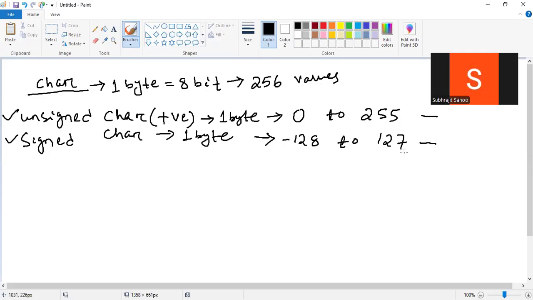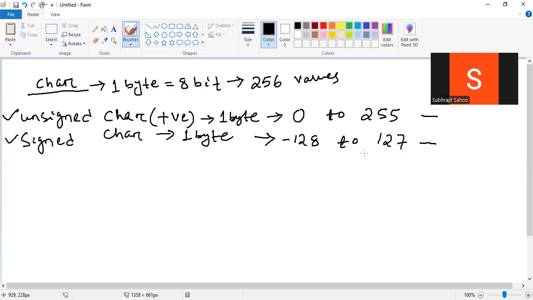Right? Only one byte character store. Whether it is unsigned character or signed character doesn't matter, but one byte will be consumed in memory. If it is unsigned, only positive. Positive means 256 values, 0 to 255. If it is signed, negative as well as positive, so divide 256 by 2. So it will come minus 128 to 127.